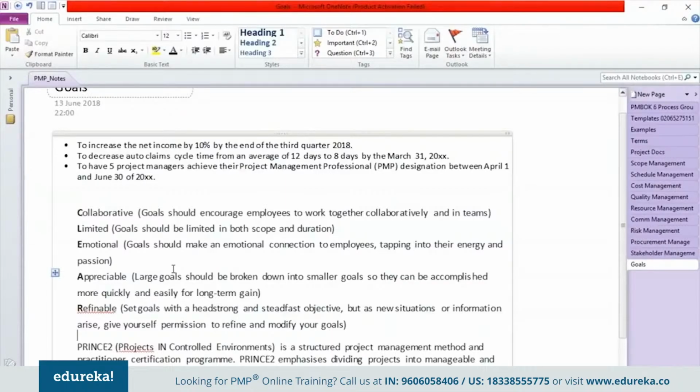It should be emotional. People should be able to establish an emotional connection, and that will also help us in capitalizing on the employees' energy and passion with which they work. So the emotional angle is equally important here. Appreciable: large goals should be broken down into smaller ones. So if you come across any goal which is complex and large, maybe you would like to break it down into smaller goals.